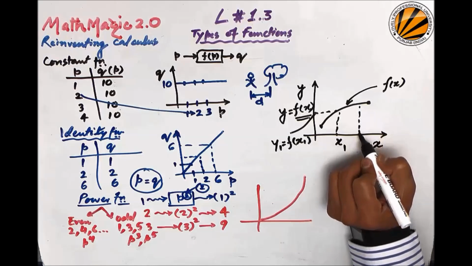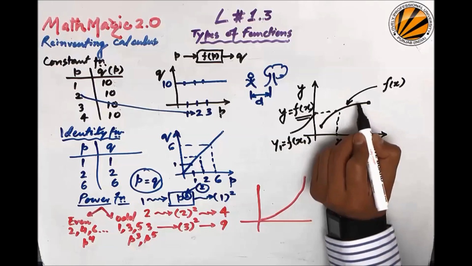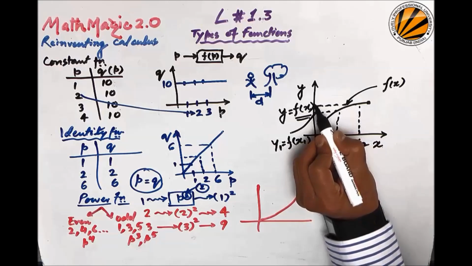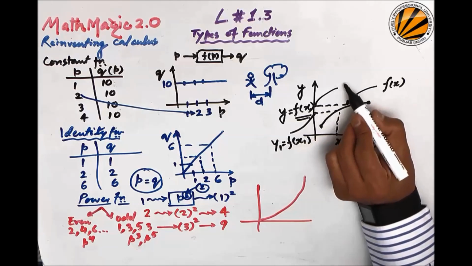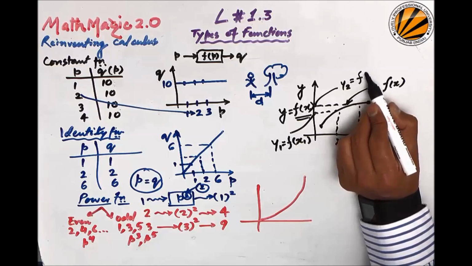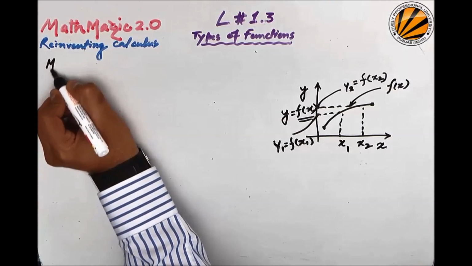If it is at point 2, x2, then the output can be very well seen on the vertical axis, and that will become y2 is equal to the function at x2. Another function is the modulus function.